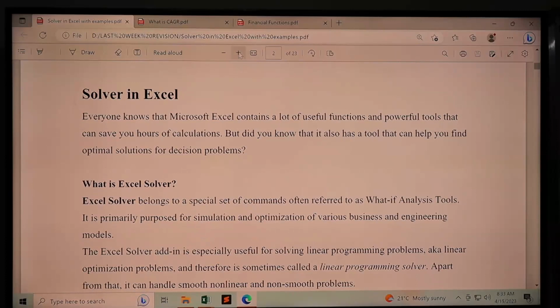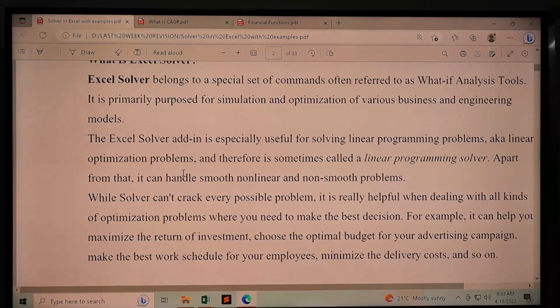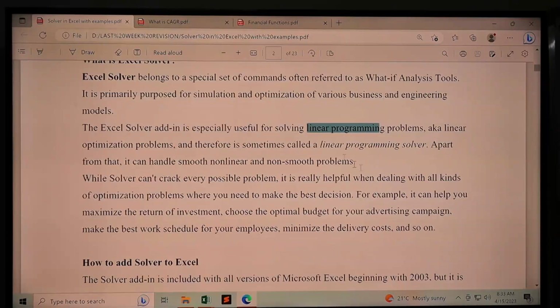The solvers will have several parameters, and you need to check on these parameters. In Excel, solvers are especially useful in solving linear programming problems. Linear programming, I believe you did linear programming somewhere. And this is the main function of solvers.